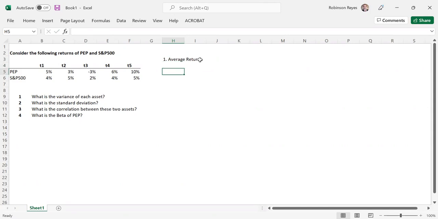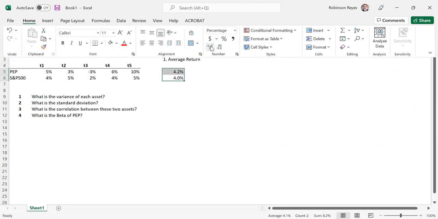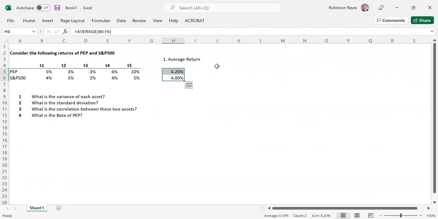So step one, get the average return, and you will do this for both Pepsi and S&P 500 because we will calculate the variance for each one of them. So average return is simply average, right? And if you look at the previous material, we will understand why the expected return can be calculated using this simple arithmetic average when we are working with historical data.